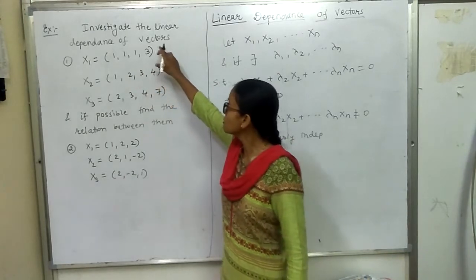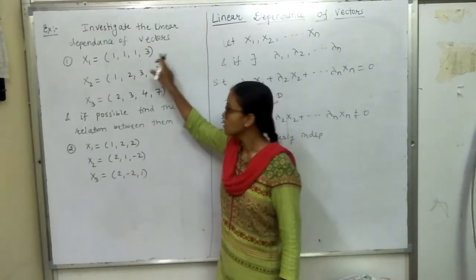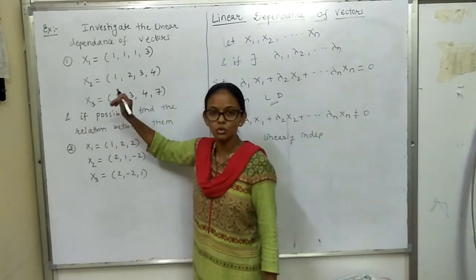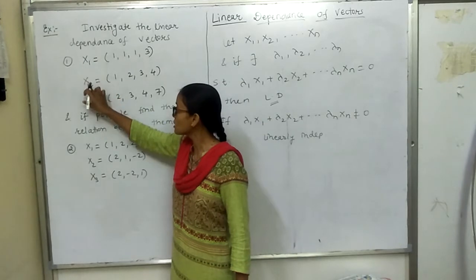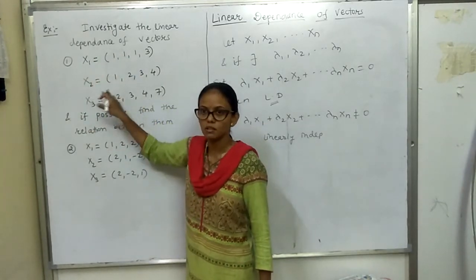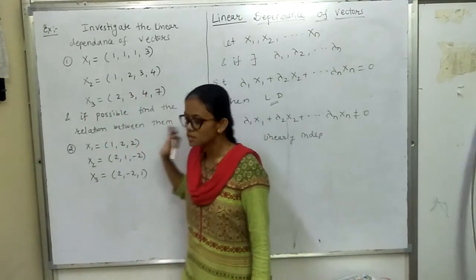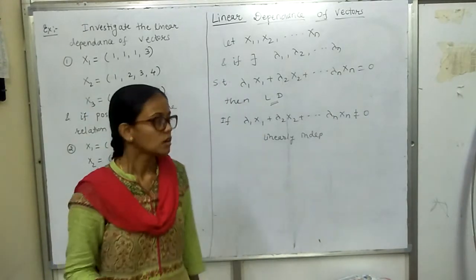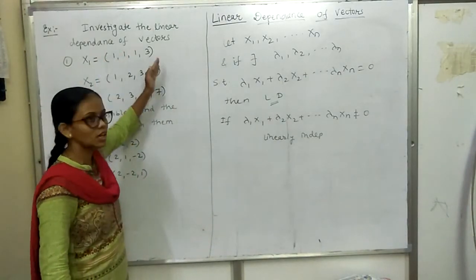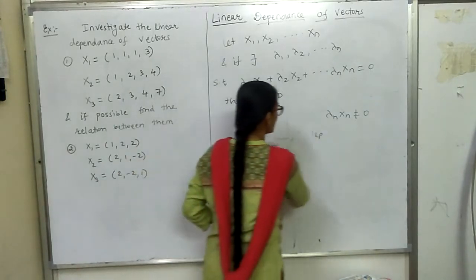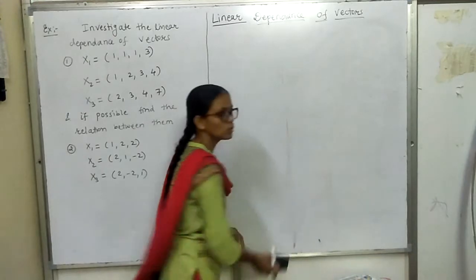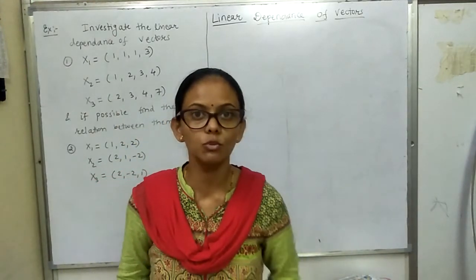Here we have to investigate the linear dependence of vectors. We have three vectors given, so rename them first as x1, second as x2, and third as x3. If you see, there are 4 values, which are called 4 components. So by using the row transformation, we have to make them 0, one by one.